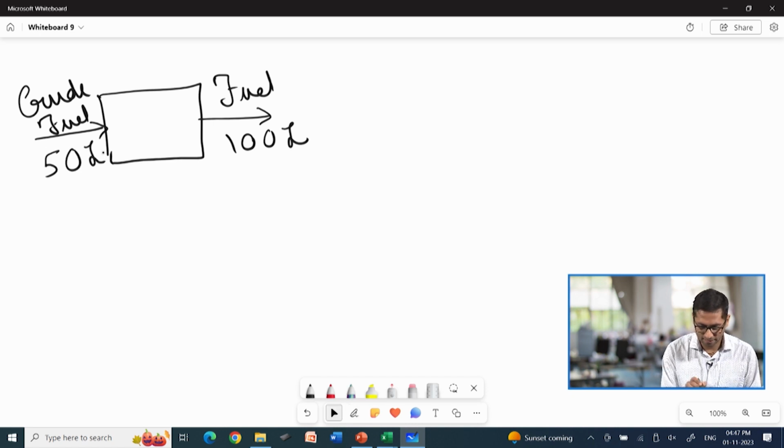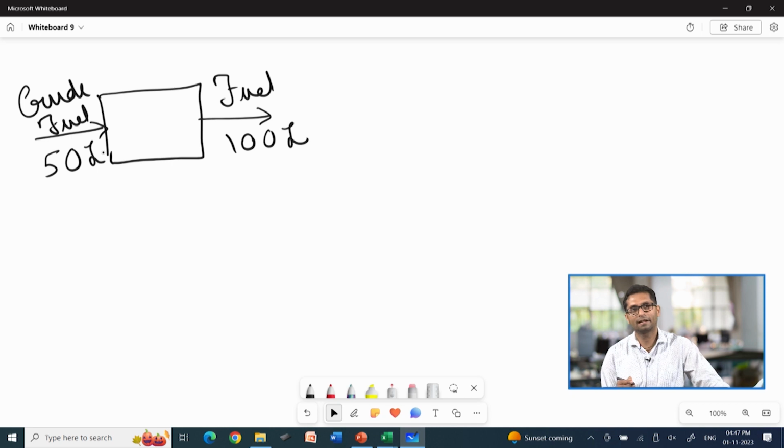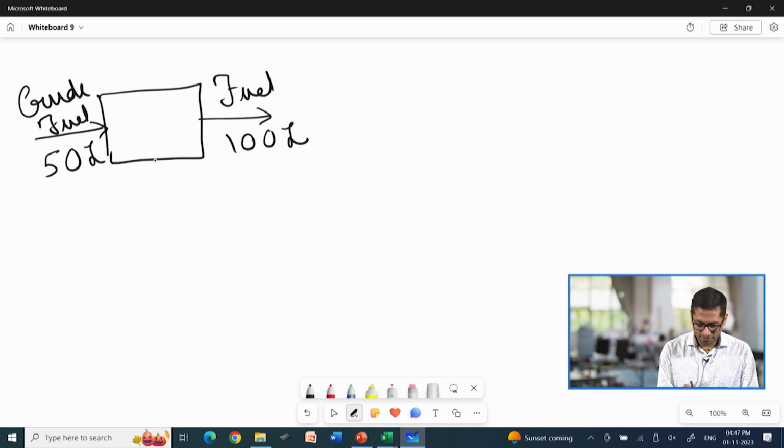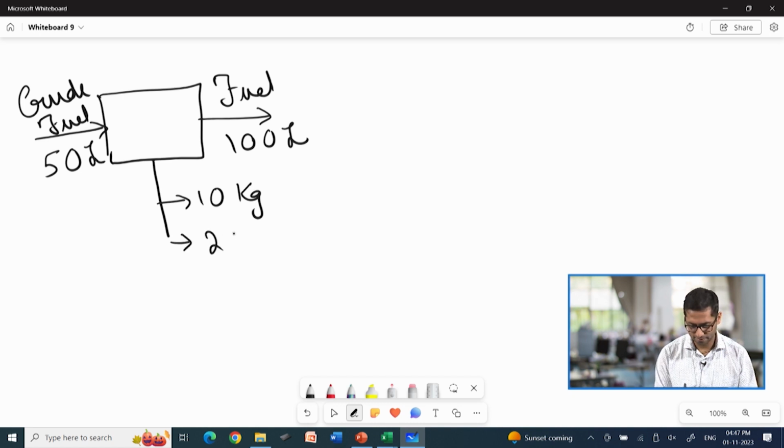Again, I am using a lesser input than the output just to show that in this mathematical structure, the concern is not whether it makes common sense or not. It is just doing mathematics, nothing else. The emissions from this process, again let me assume it is emitting some amount of CO2. This could be 10 kgs of CO2 and maybe 2 kgs of SO2.